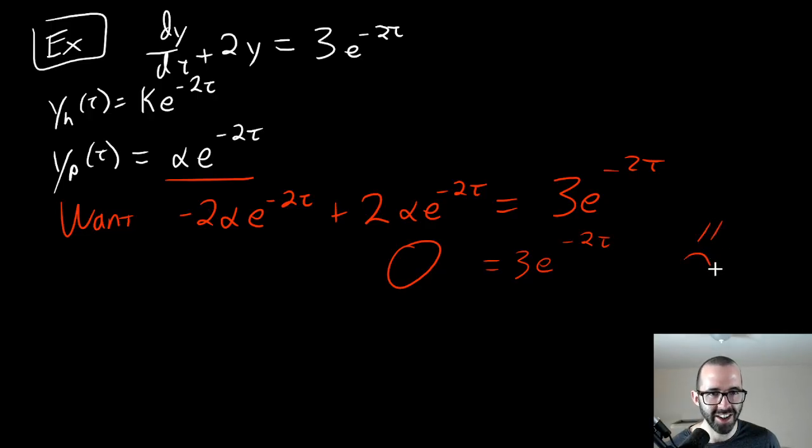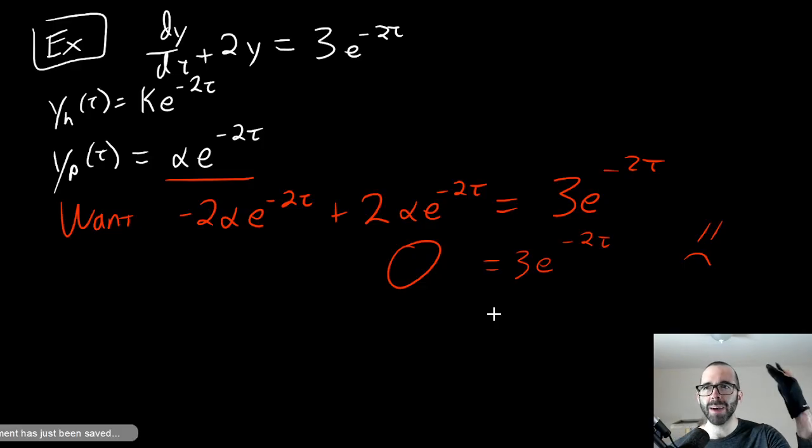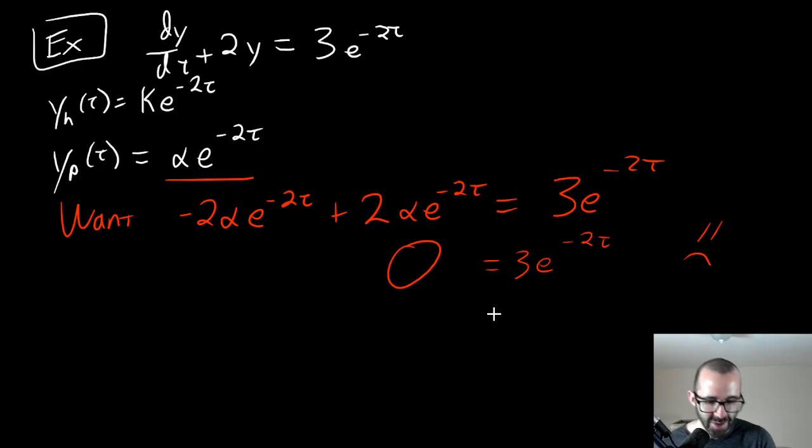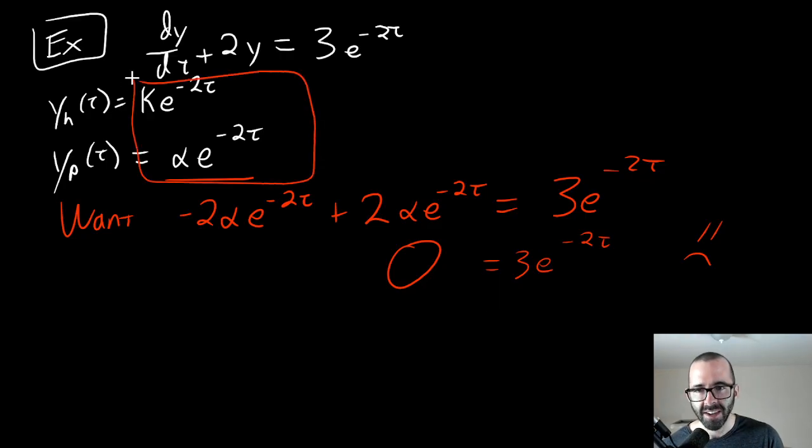Well, that's not true. I don't care what alpha is. This isn't true. Well, what happened? I'm sure you're not at all surprised by the fact that something happened. But what happened? Well, our homogeneous solution looks exactly like we guessed. We did not make an educated guess. Our homogeneous solution looked exactly like our guess for our particular solution.